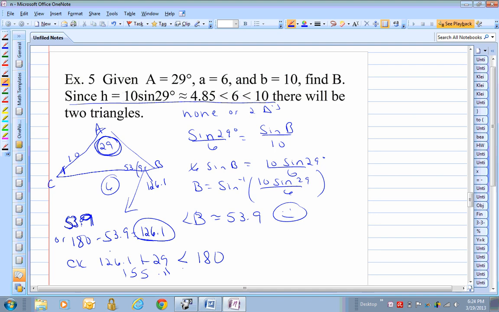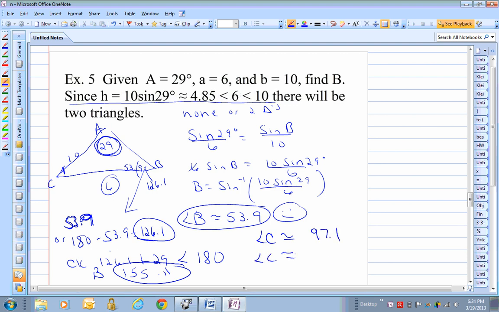So in this case, now that we know that B could be 155.1 or B could be 53.9, we have two other possibilities for C. So angle C could be, if B was 53.9, you would take 180, subtract the 29 that you were given, and subtract your 53.9. And you would get C was approximately 97.1.